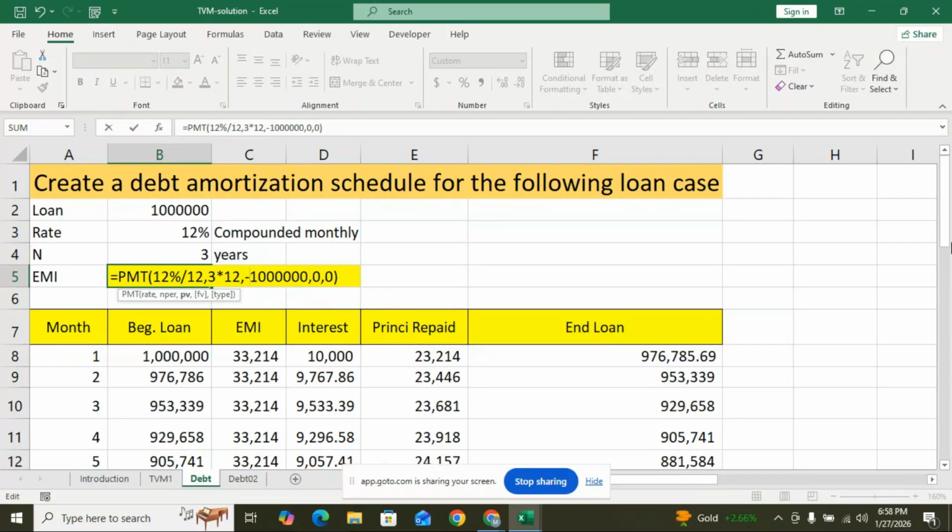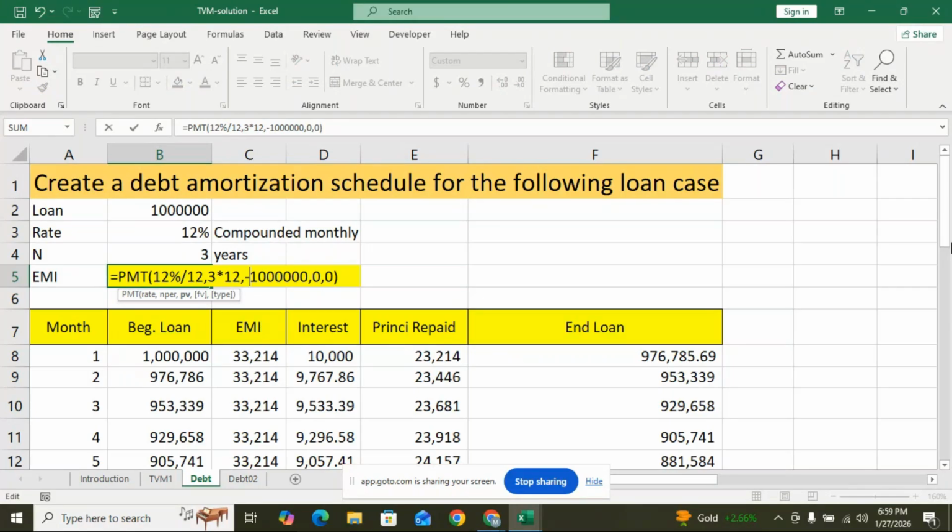Ma'am, can I just drag the cells and then complete all the 36 months? Or should I individually type into each and every one to calculate the end loan? Your words are not clear. Ma'am, do I need to type in each and every month to calculate the end loan, or can I just drag and complete it all at once?